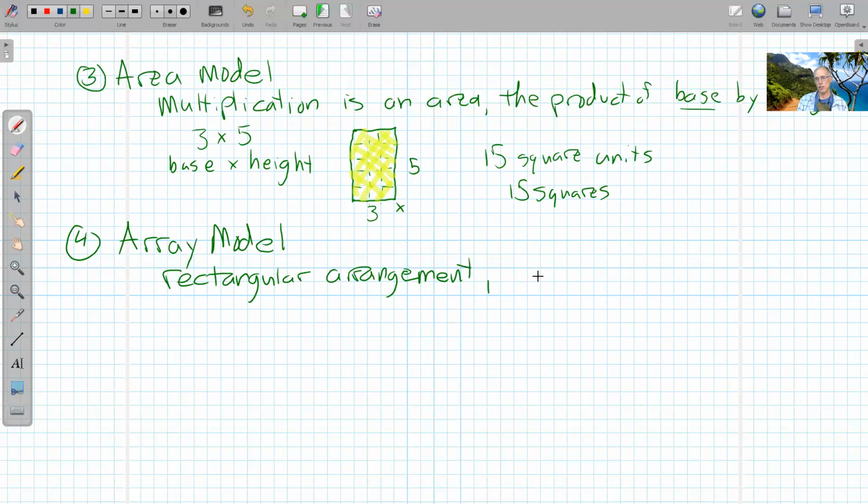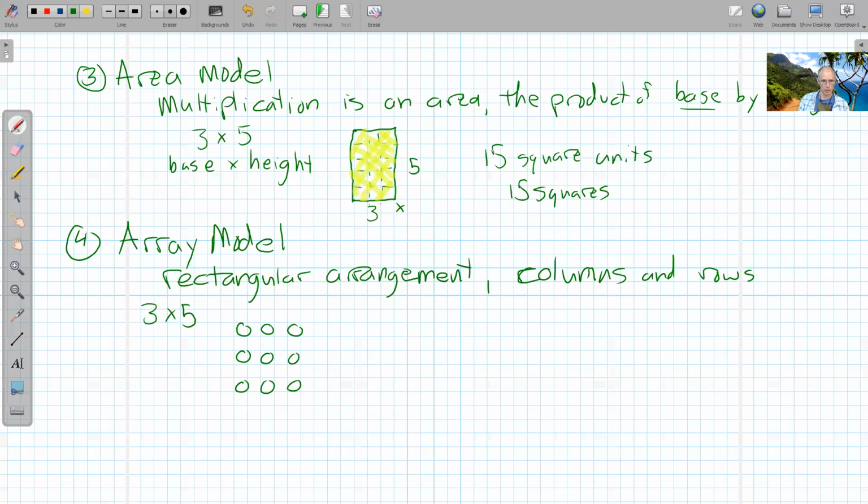And a rectangular arrangement has rows and columns, or columns and rows. So if I wanted to talk about 3 by 5 with the array model, and let's say I was working with coins, then I would have 3 columns, and each column would have 5 rows. So this is a rectangular arrangement of 3 by 5 or 15 objects.